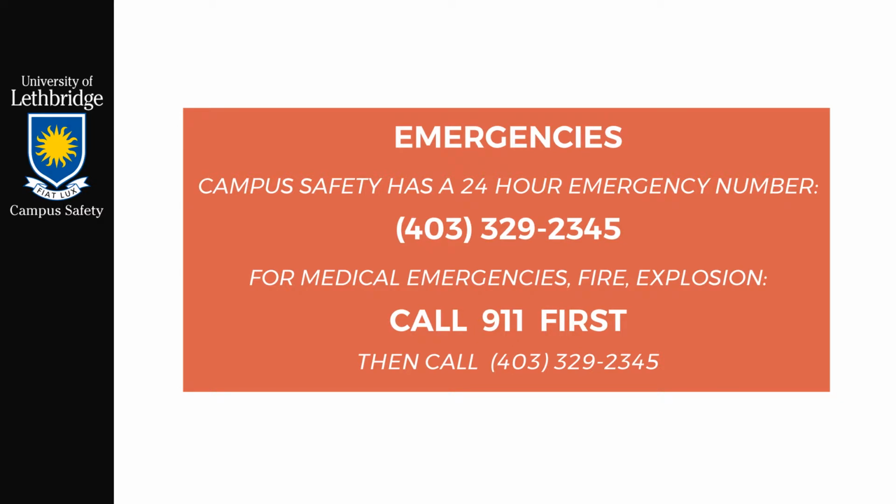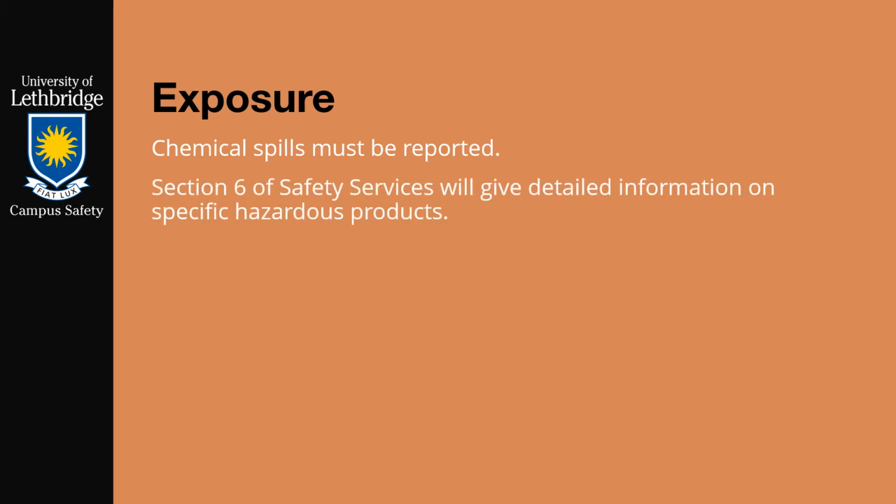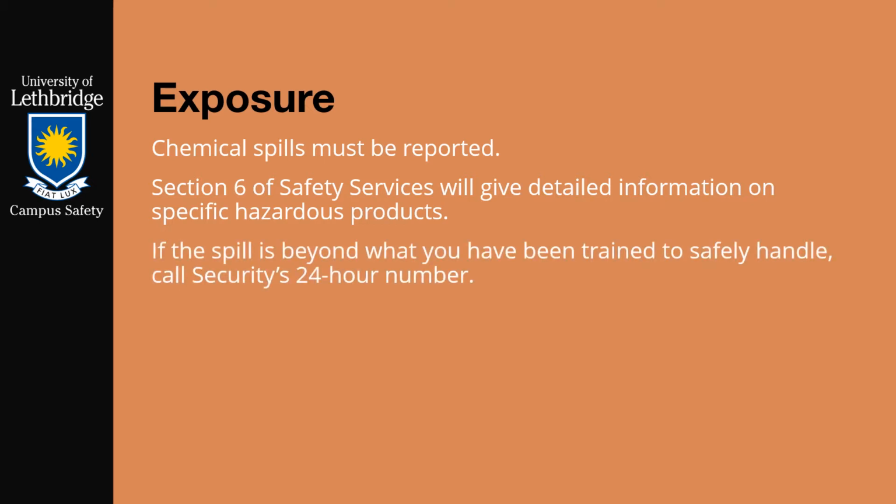Campus Safety has a 24-hour emergency number at 403-329-2345. For medical emergencies, fire, and explosions, always call 911 first and then call Campus Safety. Report chemical spills to security. Chemical spills must be reported. Section 6 of Safety Services will give detailed information on specific hazardous products. If the spill is beyond what you have been trained to safely handle, call Security's 24-hour number.